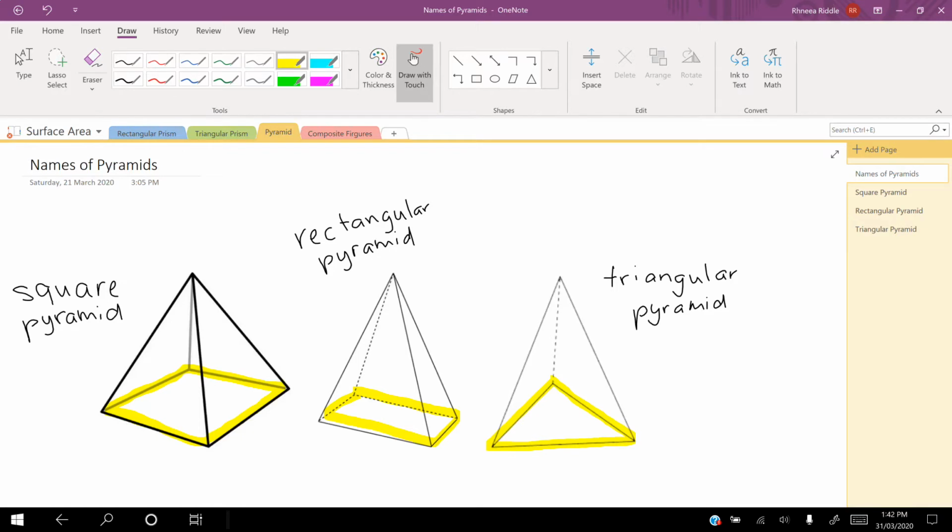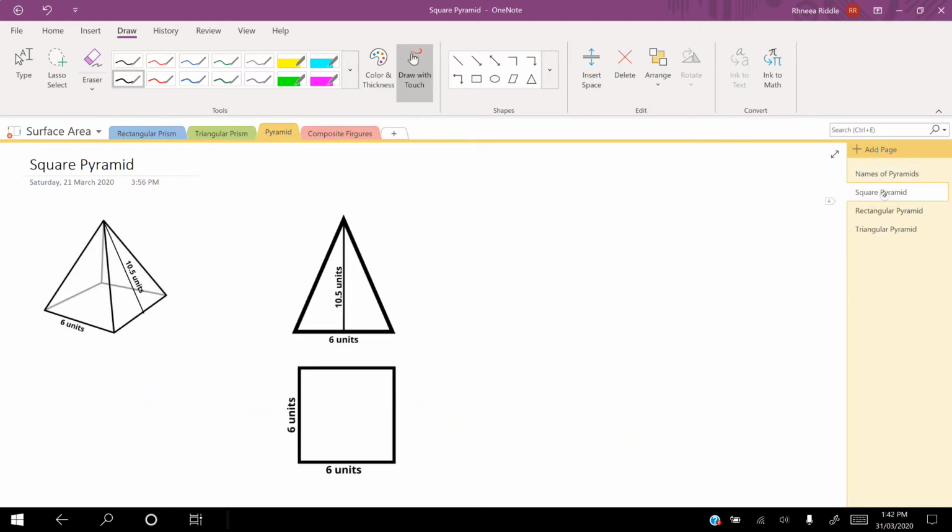So pretty simple. Just remember that they are named after the base they have, and you shouldn't have an issue with it. We're going to do an example of finding the surface area of each of these. So our first one we're going to start with is the square pyramid. Now, just like the other surface areas, it's easiest to take apart each piece of the pyramid or the shape and find the area of each of them and then multiply it by how many there are.